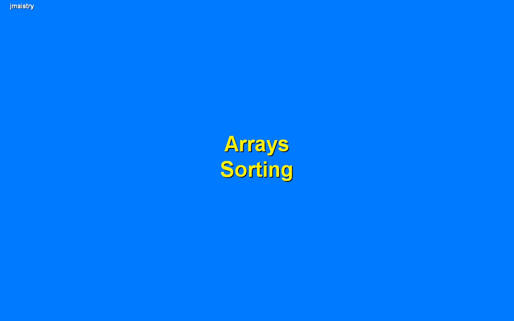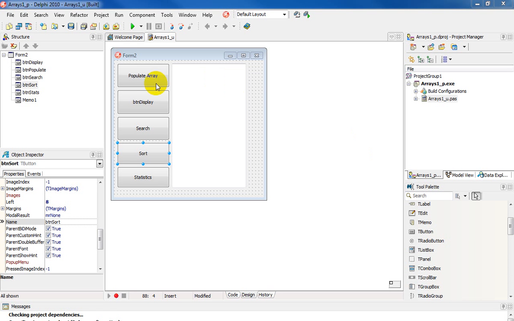Welcome to another session on arrays. Today we're going to be looking at sorting a one-dimensional array. The GUI has already been set up. We're running from our previous sessions. The first button, populate, we've done. Display, we've done. Search, we've done. Today we are on sort.